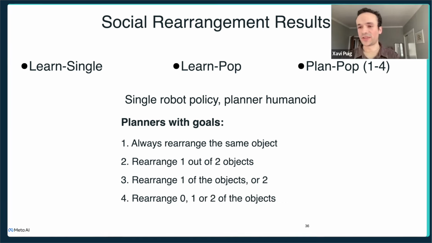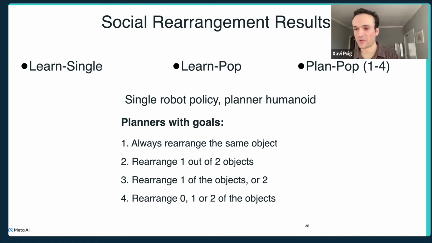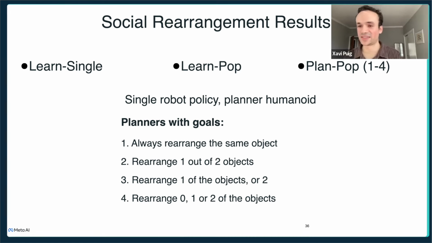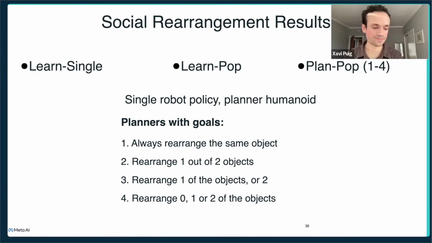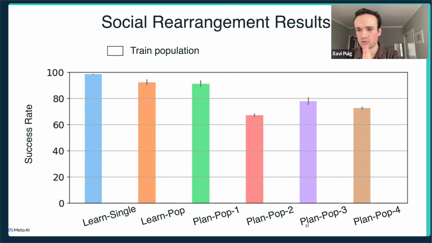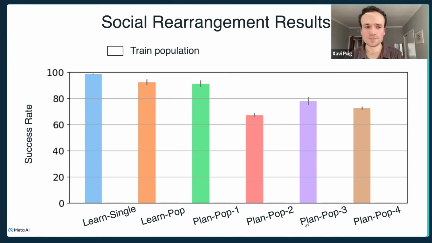And finally, what happens when the human can do anything? It can rearrange 1, 2 objects, or can just stay in place. And so in this case, the robot has to learn to, when the human is not moving, rearrange the 2 objects in the environment.